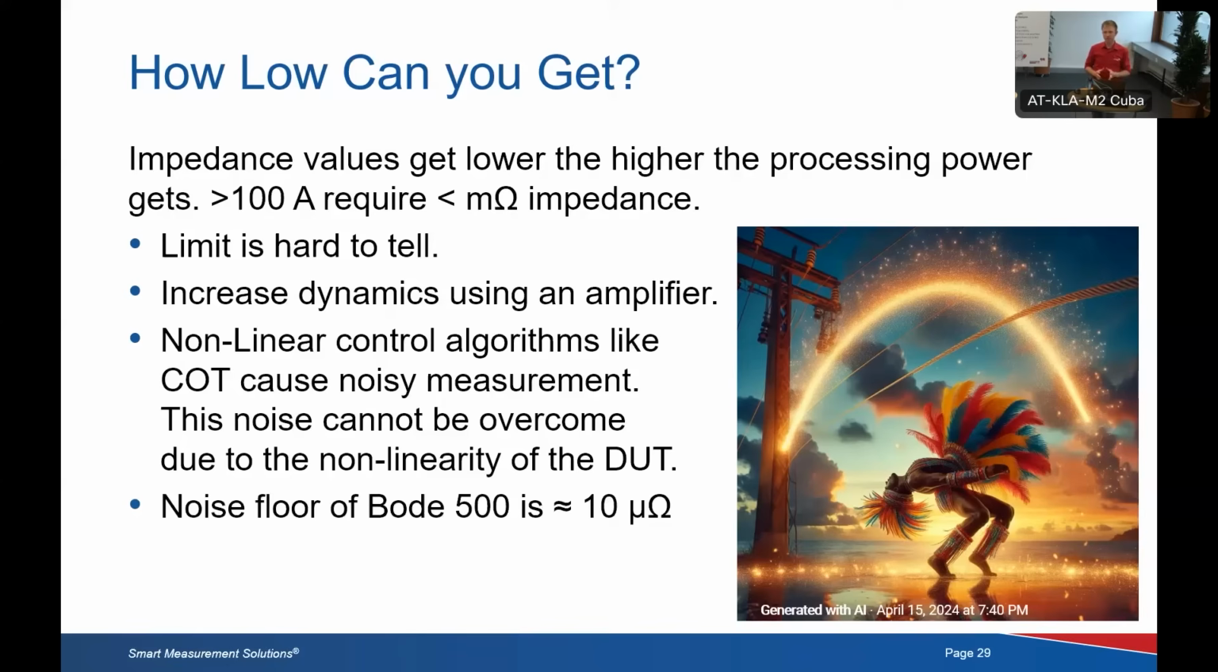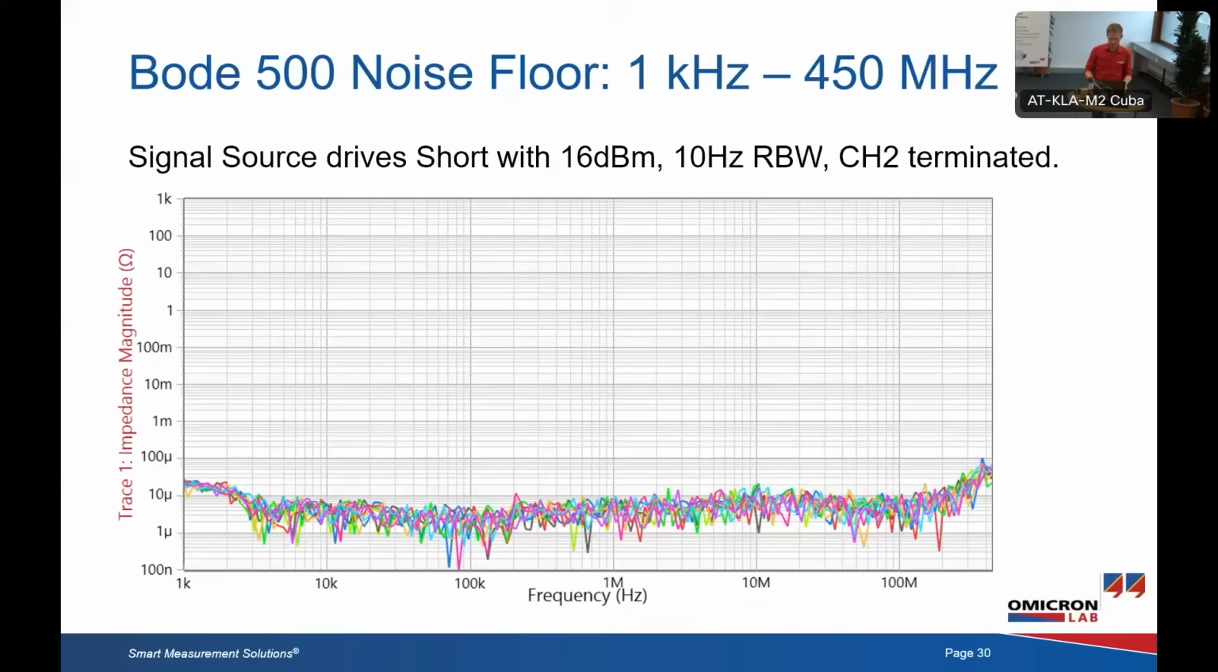The noise floor of the Bode 500 without external amplifier is roughly at 10 micro-ohms. So that's a measurement that shows the Bode 500 noise floor in a 1 kHz to 450 MHz measurement. The signal source drives the short with maximum power. That's the worst condition for the signal source. And the receiver bandwidth was set to 10 Hz, and channel 2 was terminated to show that no signal arrives, and that's the noise floor of the instrument. Of course, if you add external cabling and connections, everything gets worse normally. But here the noise floor is around 10 micro-ohms.